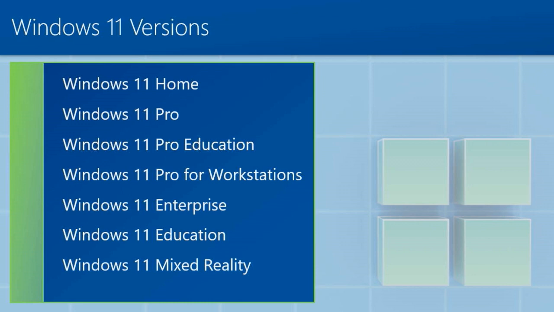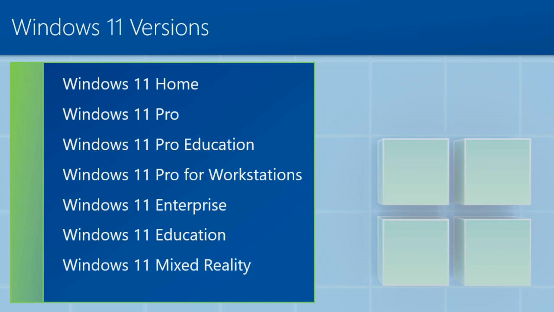And the versions that we have are Windows 11 Pro. Again, if you have Windows 10 Pro, you can upgrade right to Windows 11 Pro. You have Pro Education, which is, again, more for an education environment, such as a college or a university. You have Windows 11 Pro for Workstations. Then you have Windows 11 Enterprise. Now, the real difference between Enterprise and Pro is that Enterprise gives you a lot more utilities and tools.